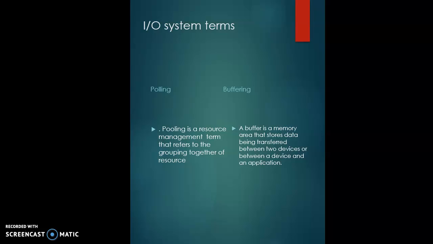So you have pooling. Pooling is a resource management term that refers to the grouping together of resources. In pooling, resources can refer to system resources such as file handlers, which are external to the process, or internal resources such as objects.